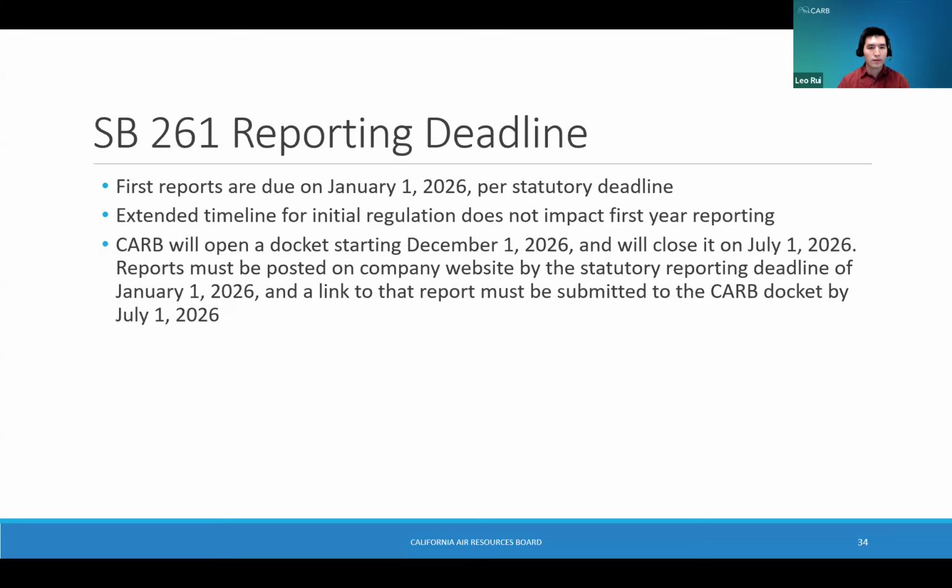In December 2025, which is 1 month before the first reporting deadline, CARB will open a public docket for covered entities to post the location of the public link to their report. Reports must be posted on the company website by the statutory reporting deadline of January 1st, 2026, and the link to that report must be submitted to the CARB docket by July 1st, 2026.